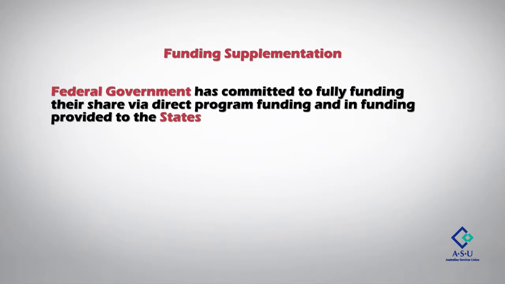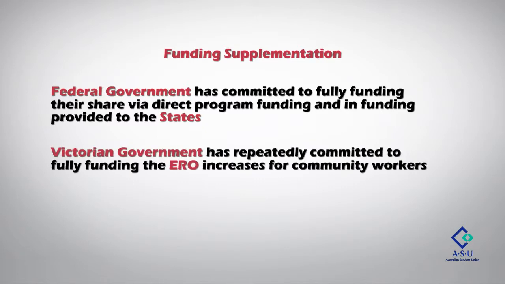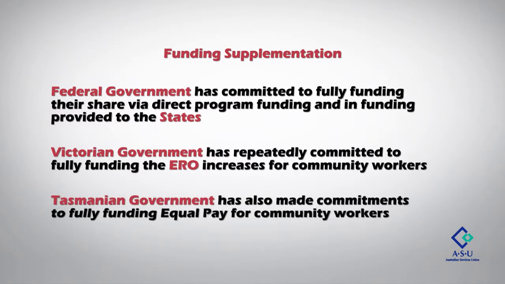The current state and federal governments both back equal pay. The federal government has committed to fully funding their share via direct program funding and in funding provided to the states. The Victorian government has repeatedly committed to fully funding the ERO increases for community workers. The Tasmanian government has made similar commitments. To find out more about funding supplementation, visit the links in our downloadable resource sections accompanying this video.